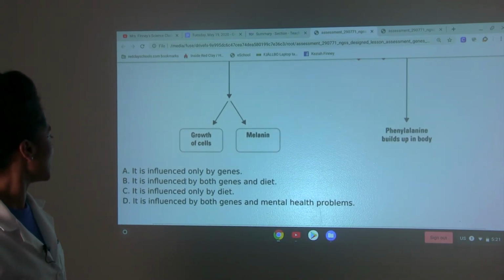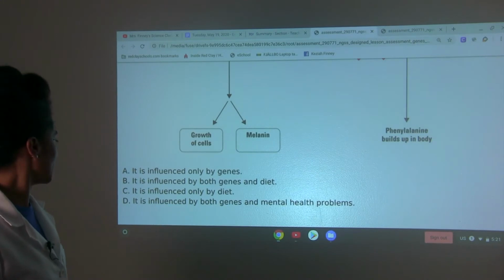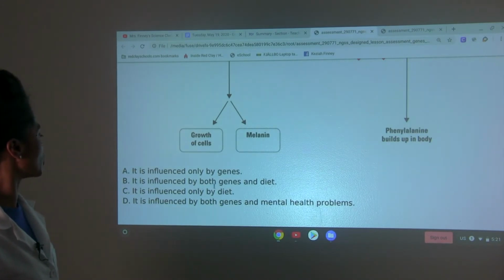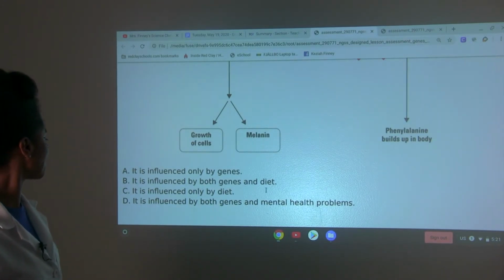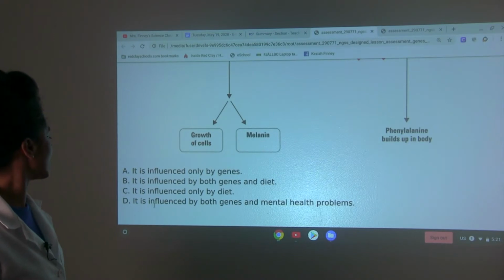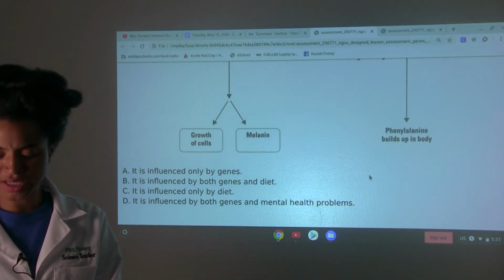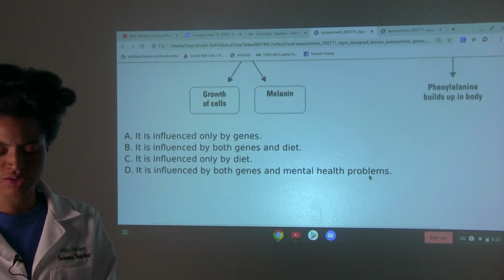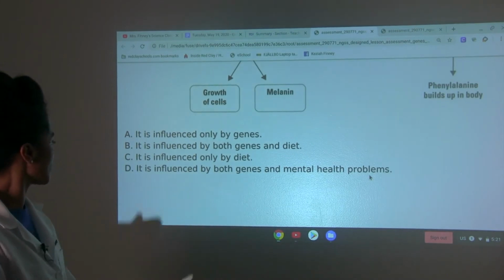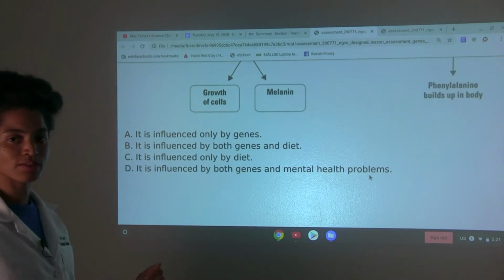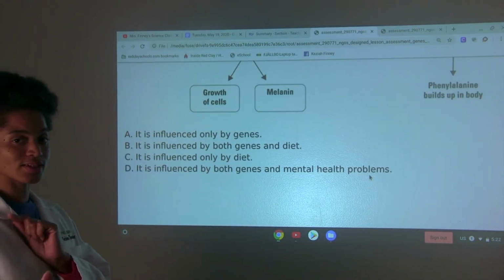A, it is influenced only by genes. B, it is influenced by both genes and diet. C, it is influenced only by diet. D, it is influenced by both genes and mental health problems. Make your choice. A, B, C, or D, which one do you think it is?